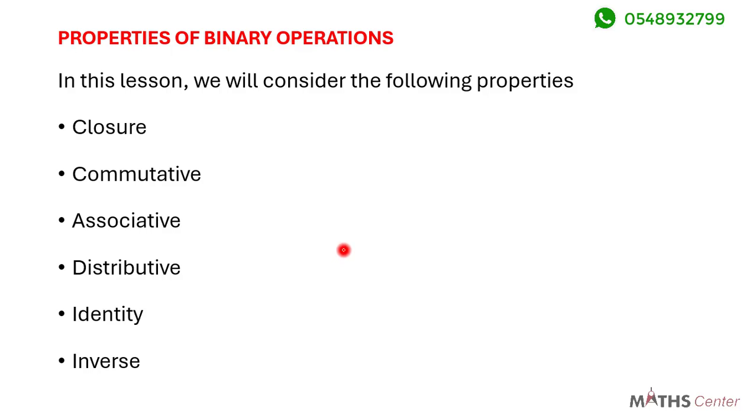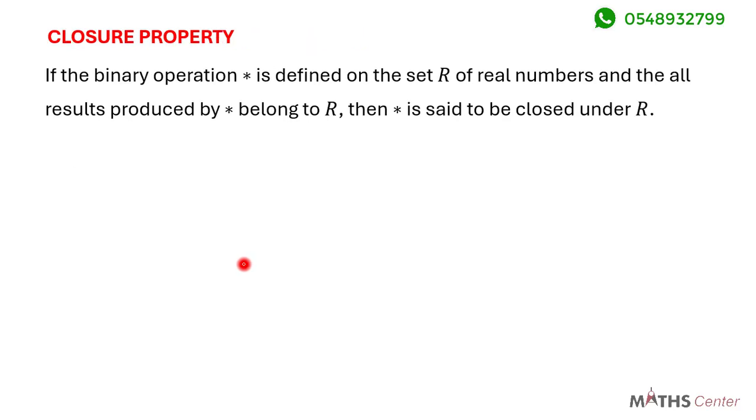In this lesson, we are going to consider the following properties of binary operations: closure, commutative, associative, distributive, identity, and inverse. We will begin with closure.